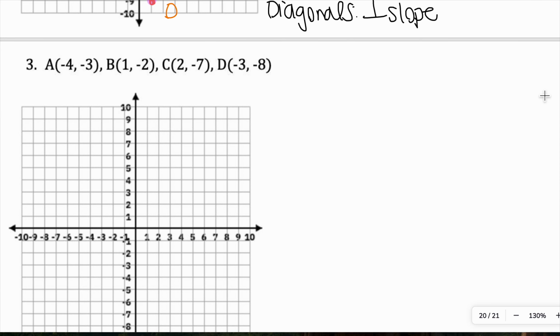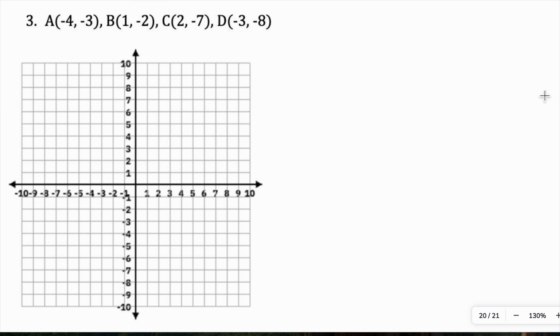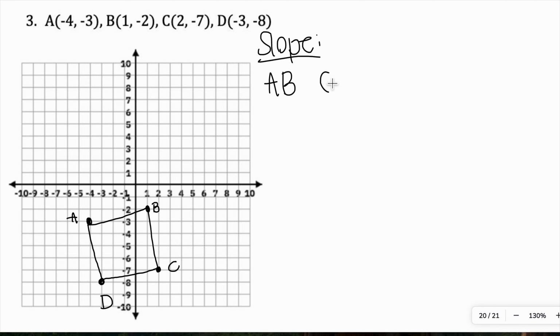Bet you can guess what the last one is, but just for kicks and giggles, we're going to try it out here. So let's go ahead and plot our points first. -4, -3 is my letter A. B is 1, -2. C is 2, -7. And then D is -3, -8. Okay? Once I have all my points connected, we'll go ahead and start first with my favorite of slope. So again, AB needs to match CD, and AD needs to match BC.